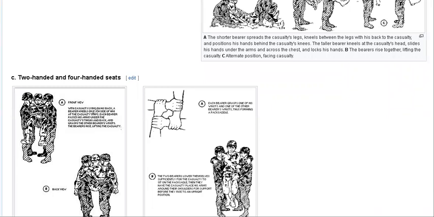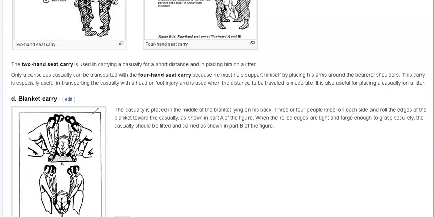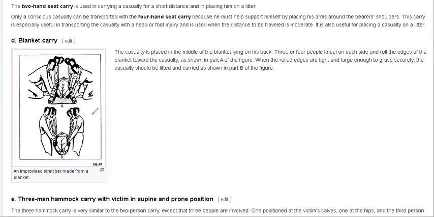It looks like you need 4 persons here. Is it 2? It's 4 persons you need there. Okay, but yeah, the blanket carry. That makes sense. Just put the person in the blanket to carry them. Okay.